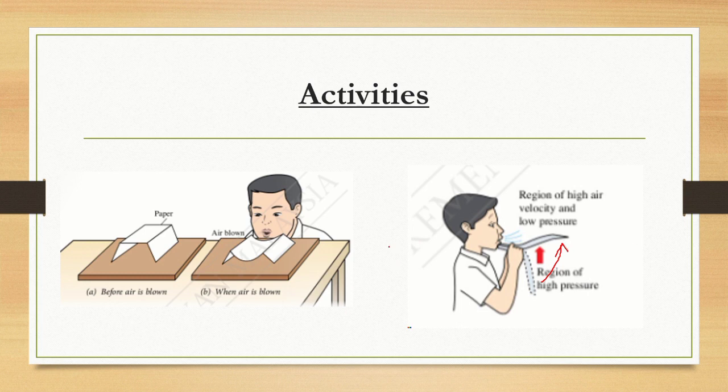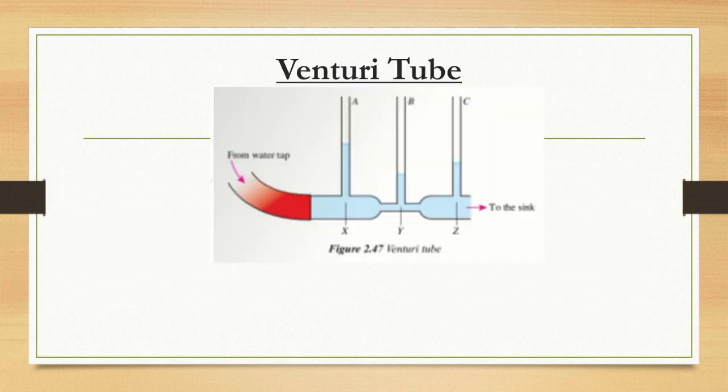So you can try to do this and try to know what is the concept, okay? As we have already learned before. So the next one is Venturi tube. What is a Venturi tube? Okay, so the Venturi tube ada 3 bahagian. The first one is big, the second one is narrow, and the third one is big.